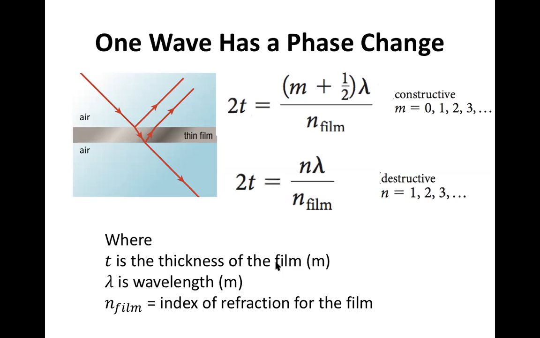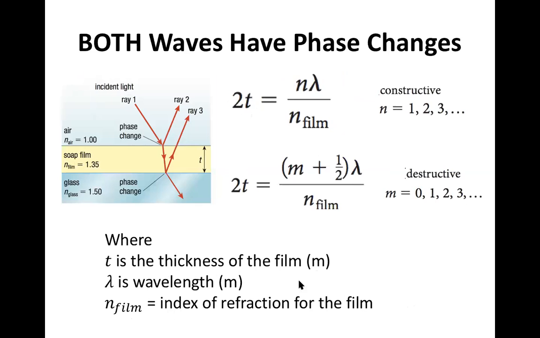Yeah, t is the thickness of the film in meters. Wavelength is lambda in meters. Index of refraction of the film, you would have to be given the substance. You'd have to be given what that film is made up of, or you'd be given the number directly. And of course, there are tables to look up the indices of refraction.